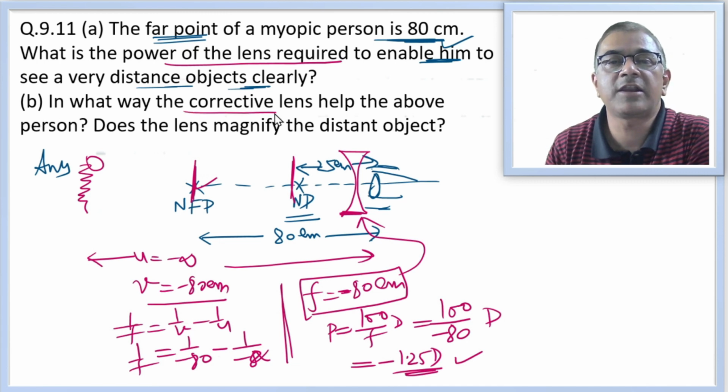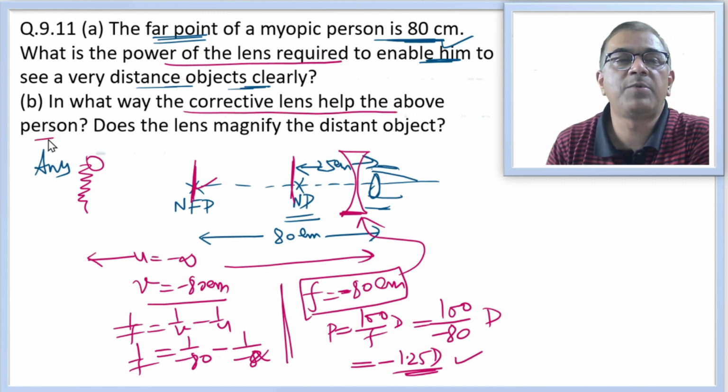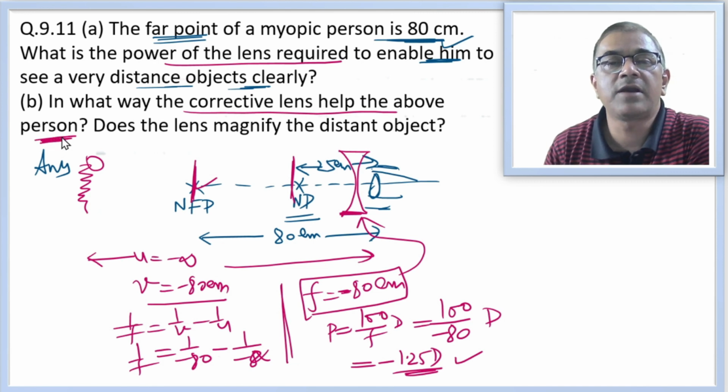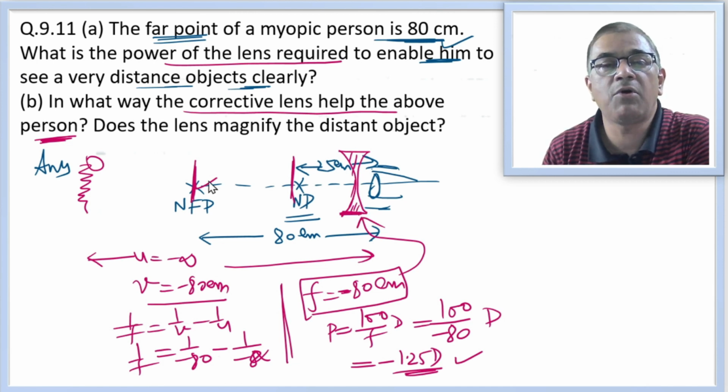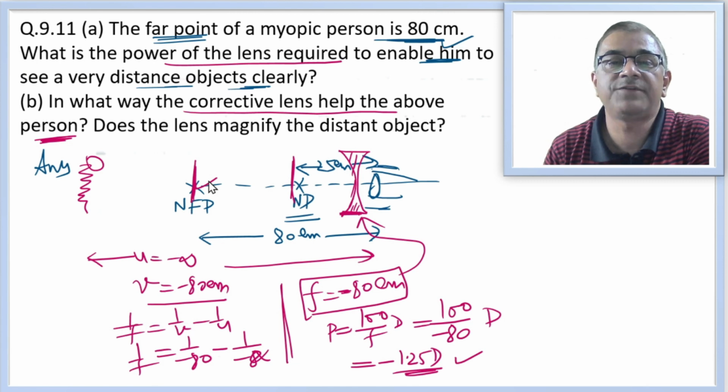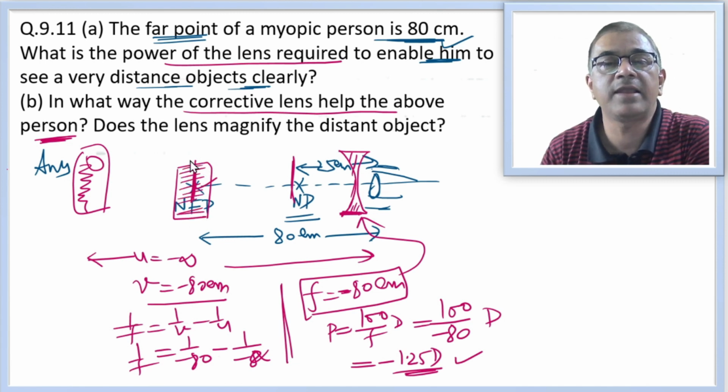Now see the second case. In what way does the corrective lens help the other person? What is the role of this corrective lens? The role of the corrective lens is to make the image of the object at a place where the person can see with clarity. The person cannot see an object lying at infinity with clarity. The person can see the object lying at the new far point.